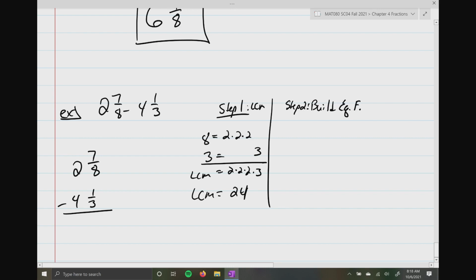We're going to build equivalent fractions. That's what the EQF stands for. Build equivalent fractions. So I start with 7 over 8. And I know my goal is to get another fraction with a denominator of 24. Sorry, wrong, I wasn't thinking. 24, my bad.